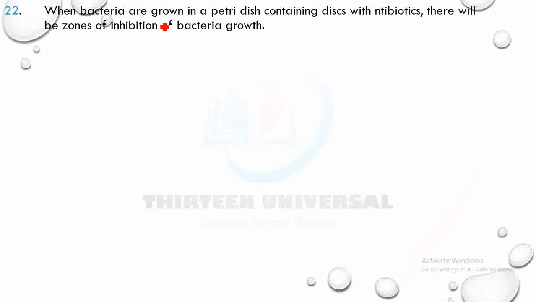When bacteria are grown in a petri dish containing discs with antibiotics, there will be zones of inhibition of bacterial growth.